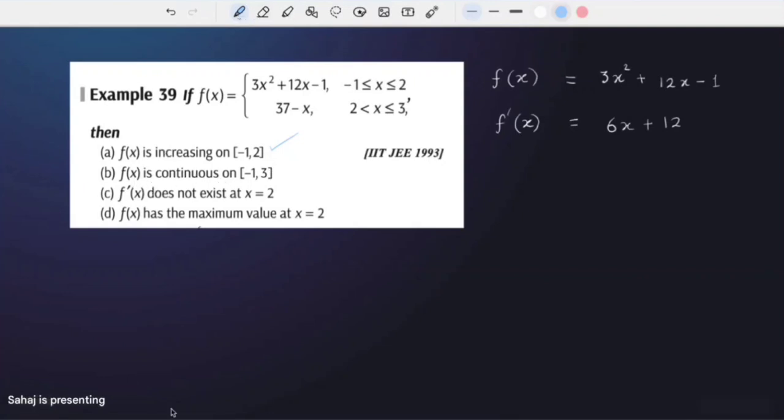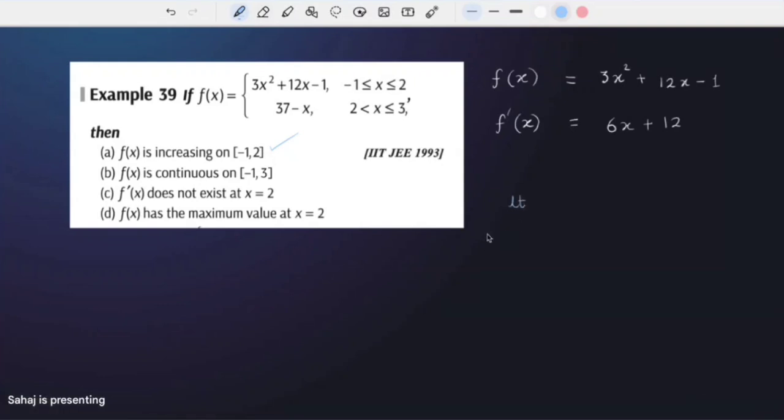What about the other options? If f of x is continuous, again we'll differentiate it. So 6x plus 12. At -1 it is increasing, and for 2 and for 3 it is also a continuous function. How do you know? What is the condition for continuity? Continuity is just about the limit of the function. The right hand limit should be equal to the left hand limit.